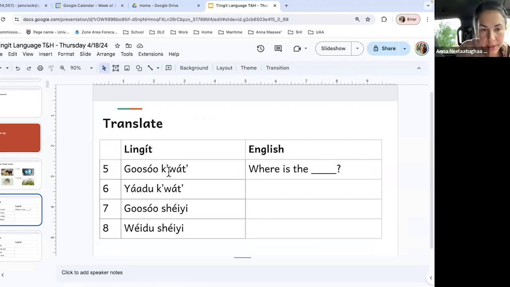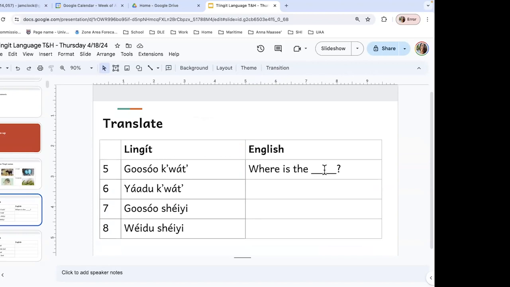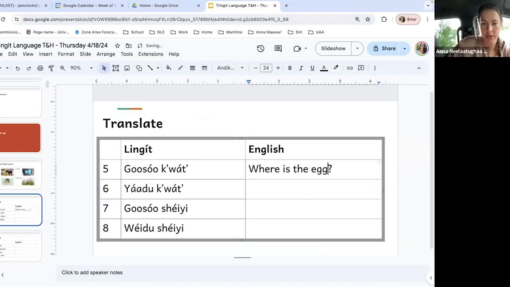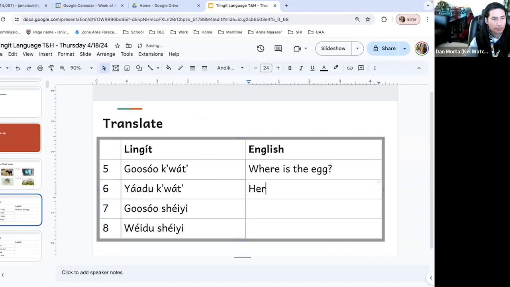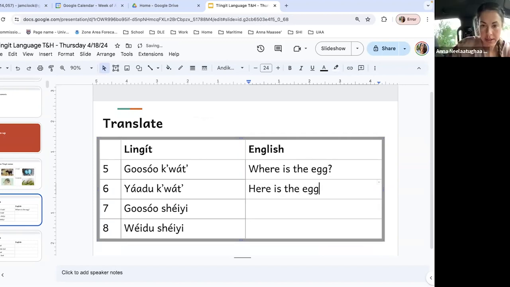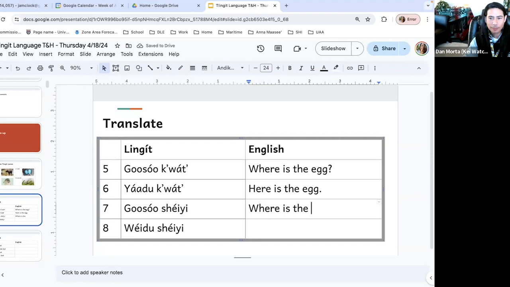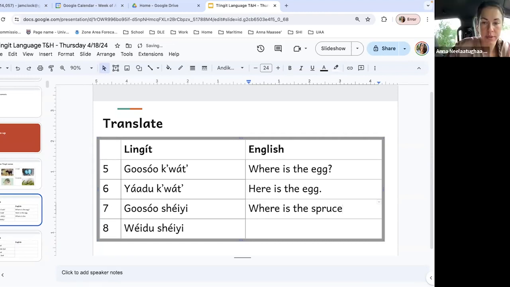What about these next ones for number five? Gusuk what? How would we say this in English? Where's the egg? Yeah, where's the egg? And what about ya dukwat? Here's the egg. And then what about gususheyi? There's the tree. Yeah, where is the tree? Do you guys remember what type of tree? Spruce. Yeah.